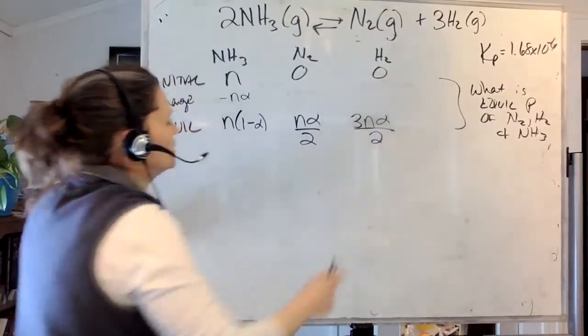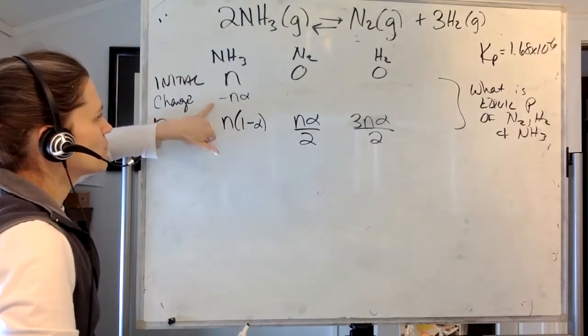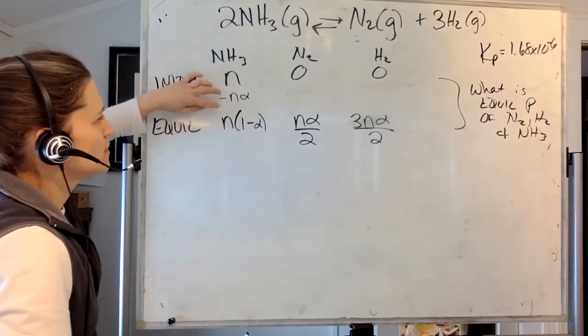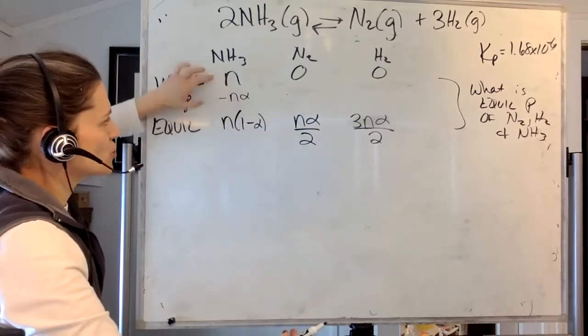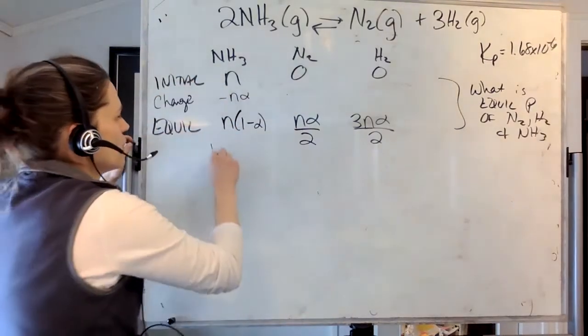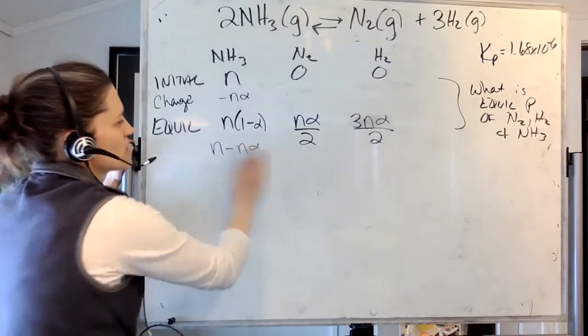Actually, that's not entirely true. So you're going to take into account the number of moles you have multiplied by the percentage that's reacted, and then you're going to subtract these two, and that's going to give you N minus N alpha, which I've just simplified to N times (1 minus alpha).